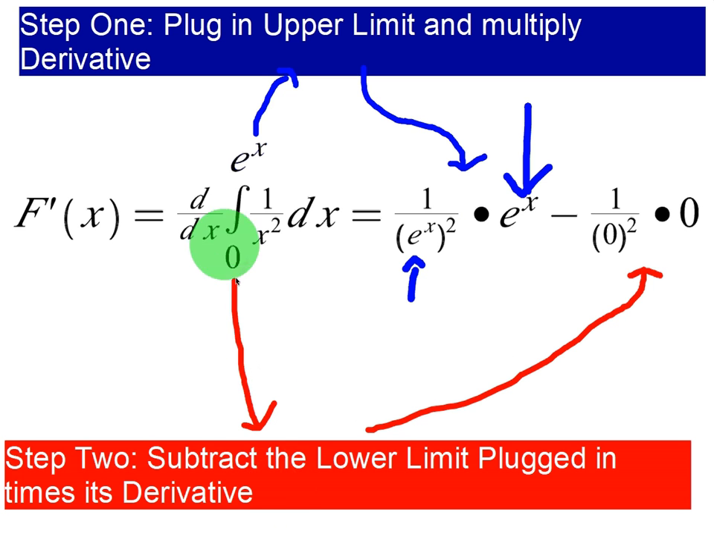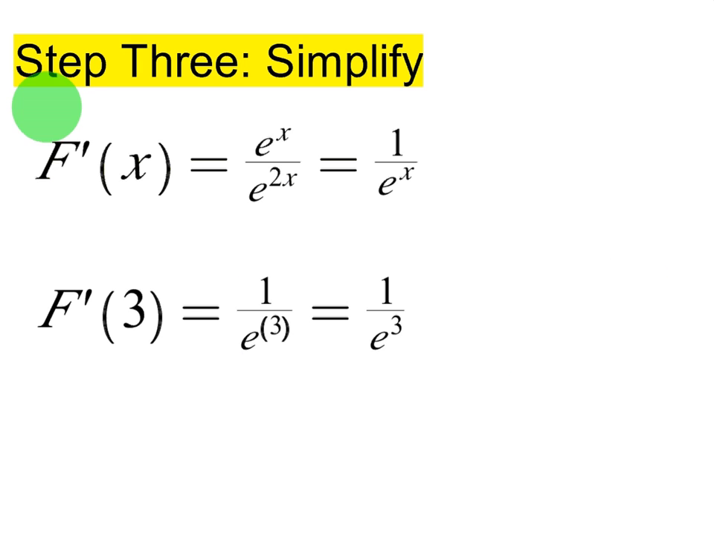Just in case, let's say the lower limit was a function and the upper limit was a constant, then the first part would be 0. The second part would end up being an actual function. So as long as you follow the steps, you're going to get the right answer every time. So again, notice this second part is going to turn to 0. All we have to do is focus on the first part.